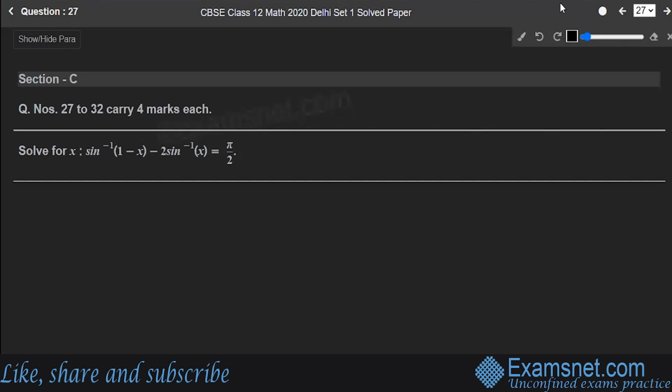Question number 27. Now we are moving to section C. Questions 27 to 32 carry 4 marks each, so they are going to be a bit typical sums. Let's start with that. You have to solve for it.